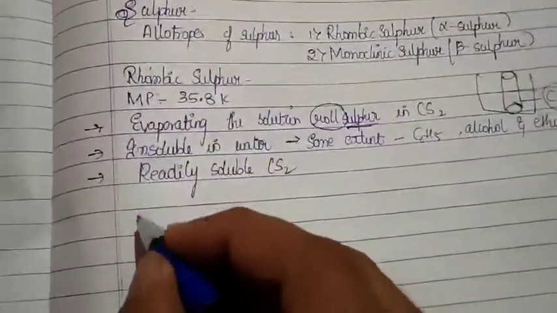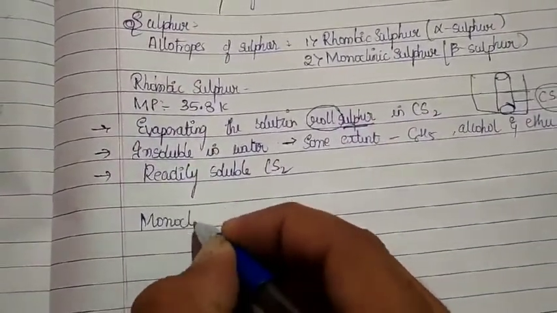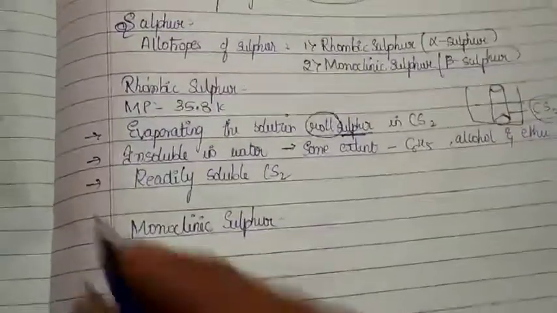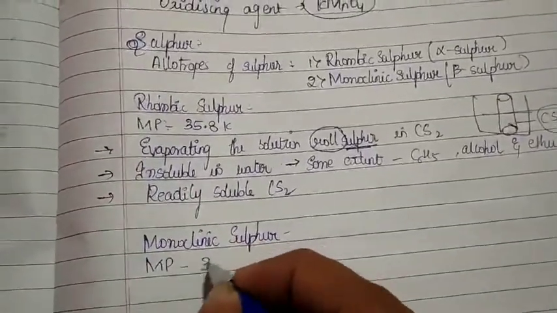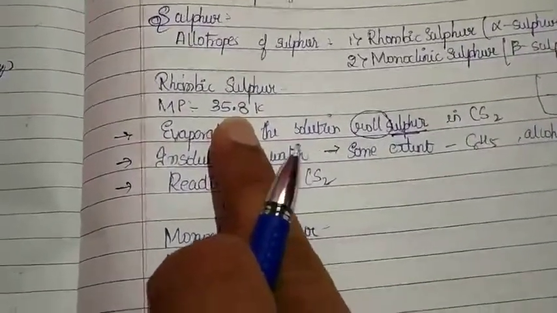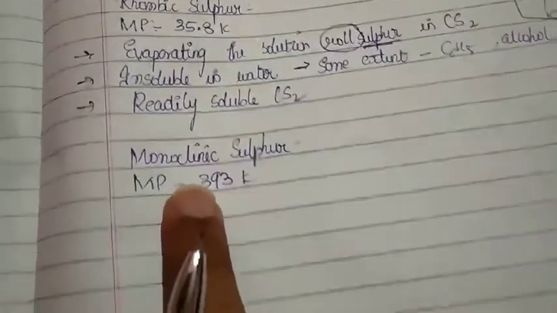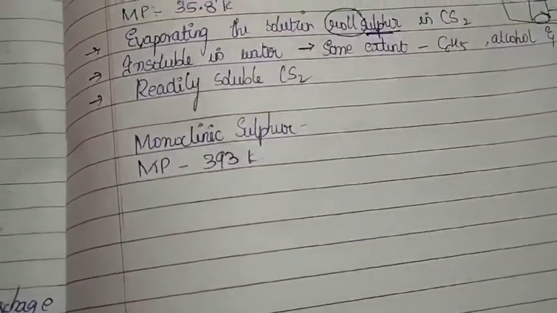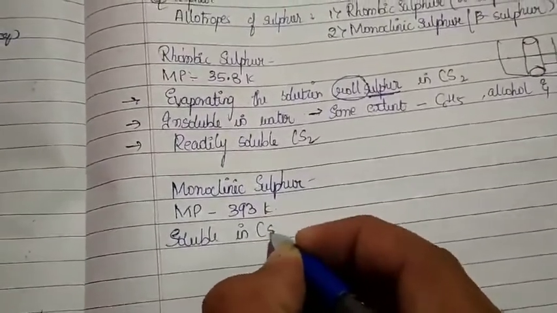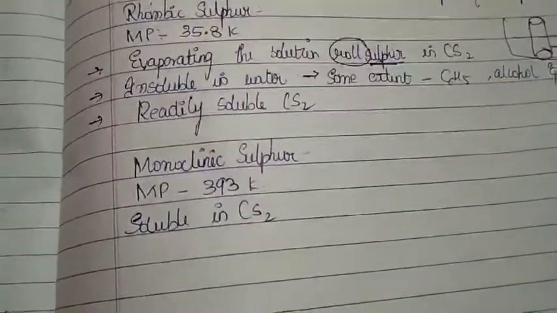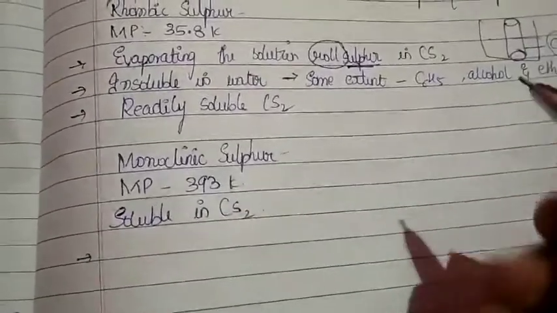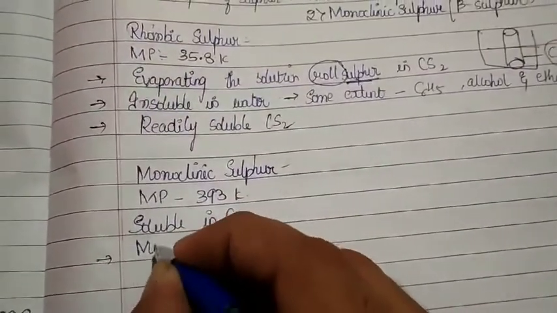Coming to the other allotrope of sulphur, monoclinic sulphur. To begin with, its melting point is in the range of 393 Kelvin. You can see, whereas the rhombic sulphur was nearly 35.8 Kelvin, monoclinic is very high, in the range of 393 Kelvin. Of course, it is also soluble in CS2, that is carbon disulphide. When the question arises how to prepare monoclinic sulphur, the general preparation is that it is mainly obtained by melting the rhombic sulphur.